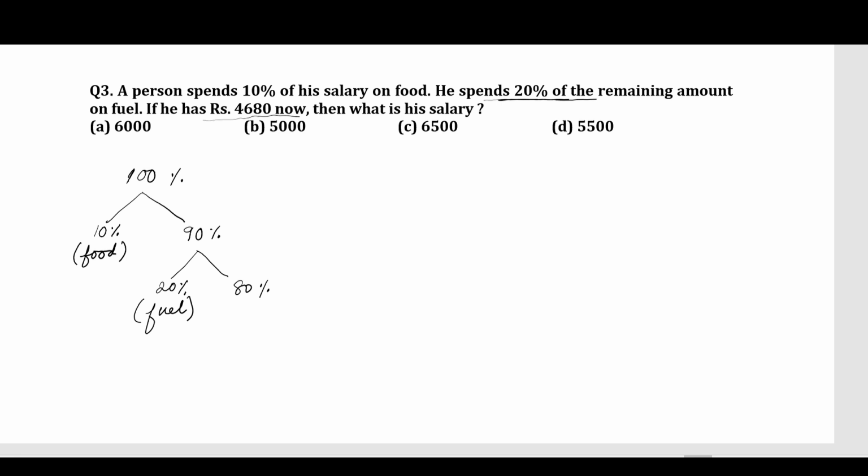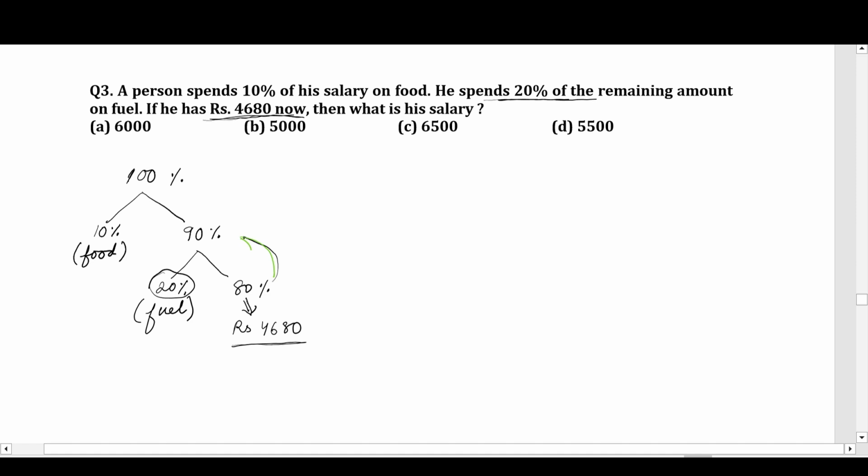If he has rupees 4680 now, that 4680 is what is left after the 20% fuel expense, so 4680 is the 80% of the 90%. He has 80% of the remaining 90%.